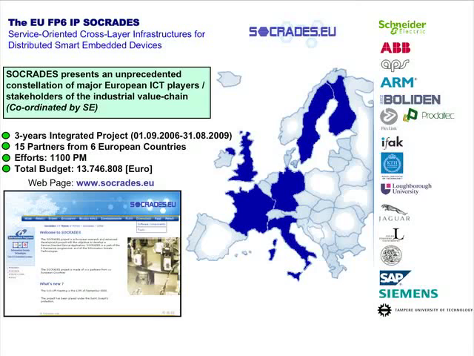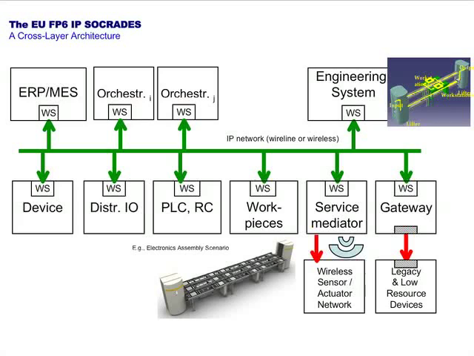The IP SOCRADES, Service-Oriented Cross-Layer Infrastructures for Distributed Smart Embedded Devices, presents an unprecedented constellation of many of the major European ICT players and stakeholders of the industrial value chain, like Siemens, ABB, SAP, ARM and others, coordinated by Schneider Electric. One of the main outcomes of SOCRADES is the specification, development and implementation of the first prototypes of a cross-layer service-oriented architecture for automation systems.